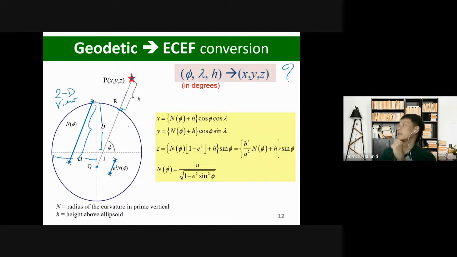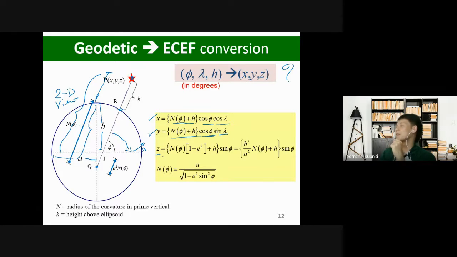So in here, what they do is, you can use this formula to compute. So basically, what is x? X is this length N phi plus the height, which is the whole length. Then you take the cosine of phi, and then you take another cosine along the longitude and move to the left. And that's all. For y, similarly, you take this whole line, and the projection is cosine phi all the way here. And then instead of taking the cosine along longitude, you take the sine, because it's a different axis. So you get this y.